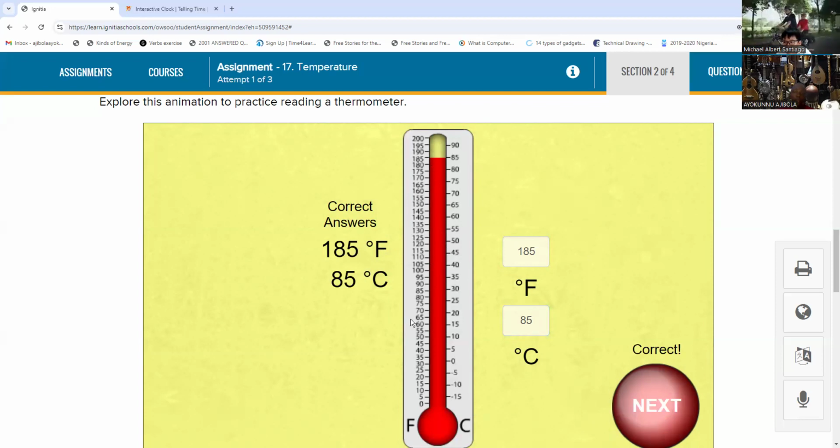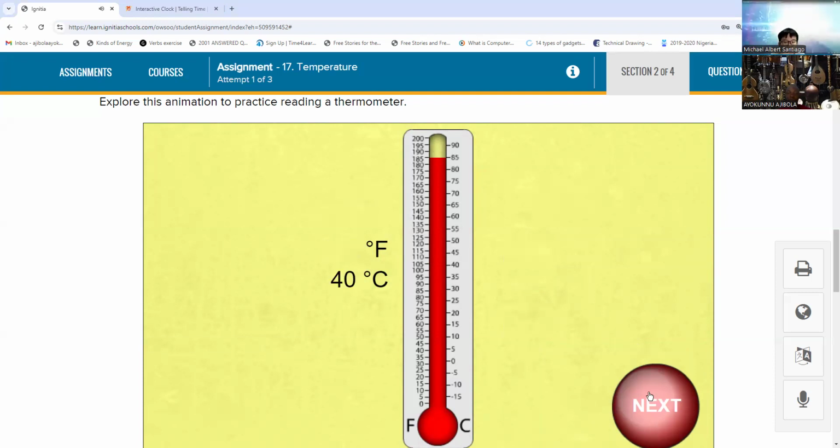So that is just the reading from the left and the right side. Is that clear? Yeah. Can you hear me? Yes. So let's continue and see.